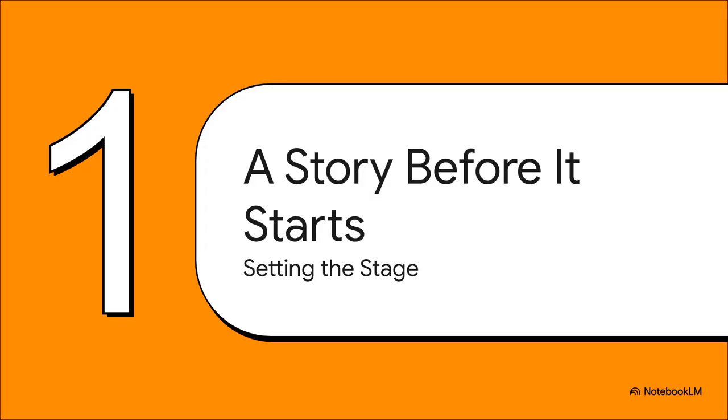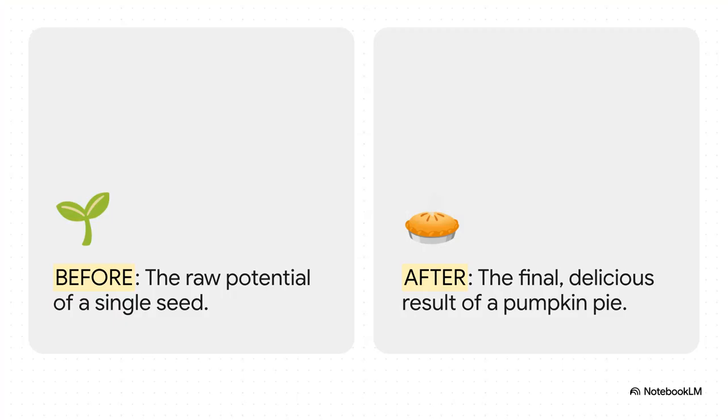Okay, so every good story needs a frame, right? You need a beginning and you need an end. So before we dive into the action, let's set up the two goalposts that are going to hold our whole narrative together. And here they are, our starting point and our finish line. On one hand, we have the before, just the pure potential of a single seed in the ground. And on the other, the after, that final delicious slice of pumpkin pie. Our entire story is basically the journey from point A to point B.